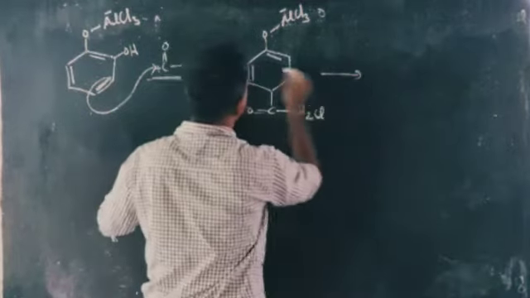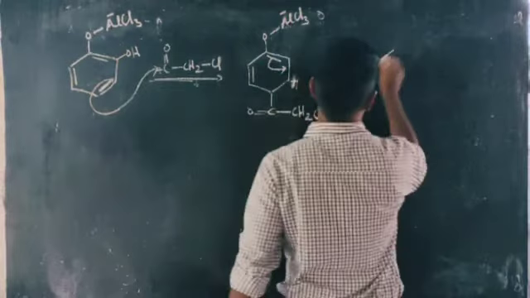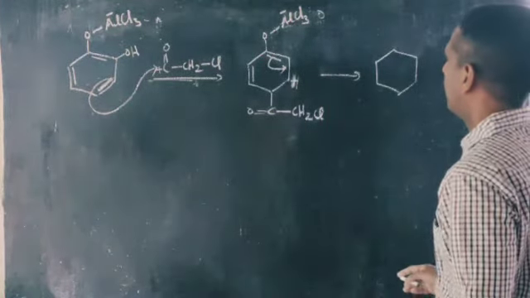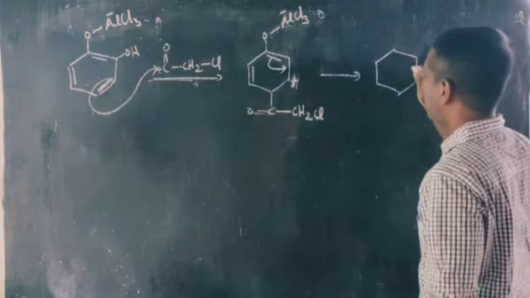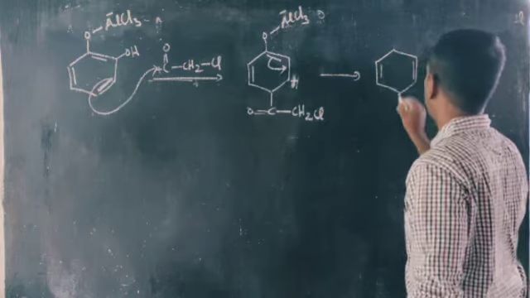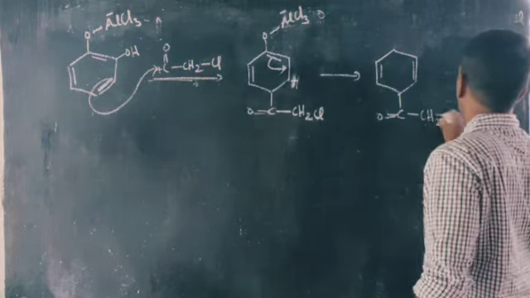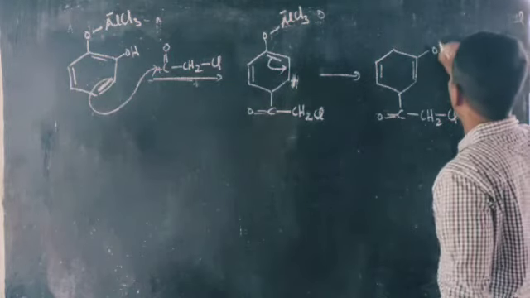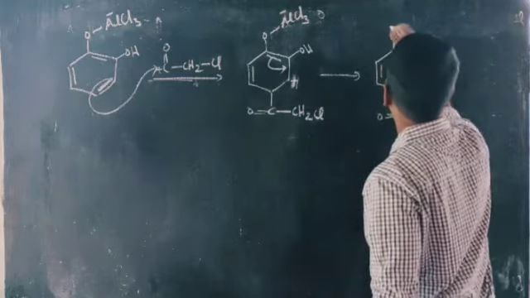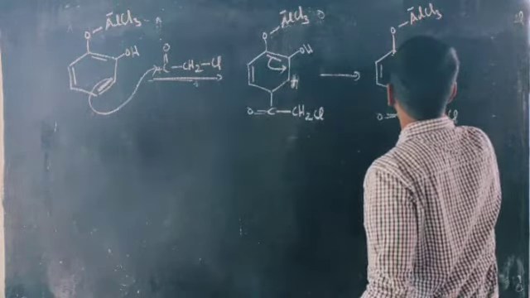In the next step, you can see that this is shifting to here. And what do we get? We get a structure like this. You can look at it here. That means here it is C double bond O, CH2Cl. Here is our OH group. And here it is O AlCl3 minus. Here it is a positive charge.